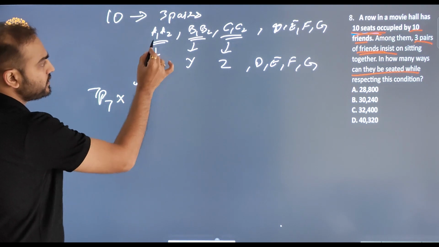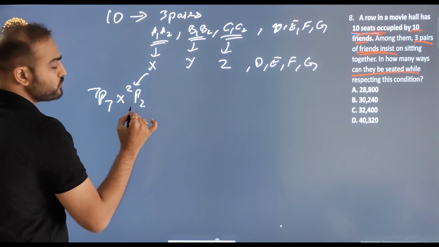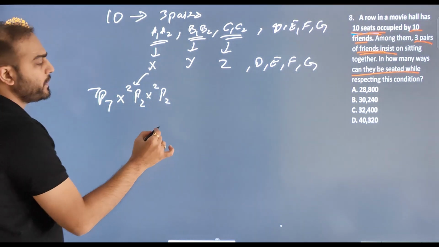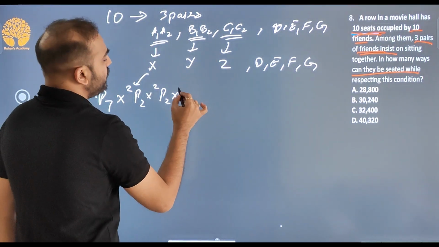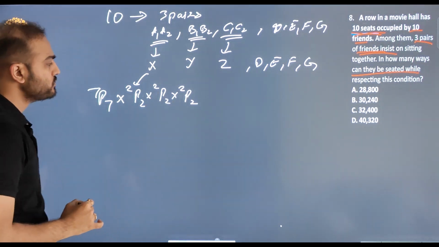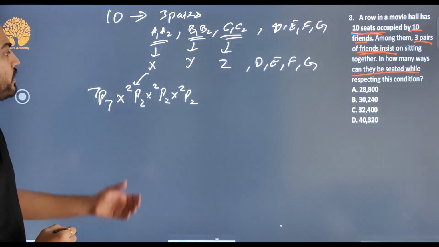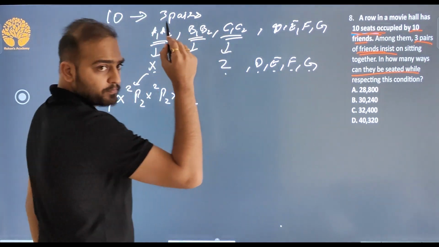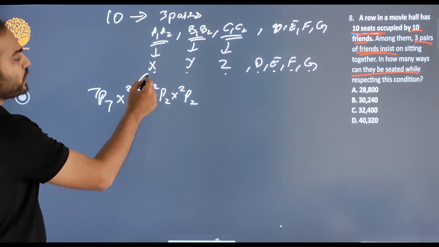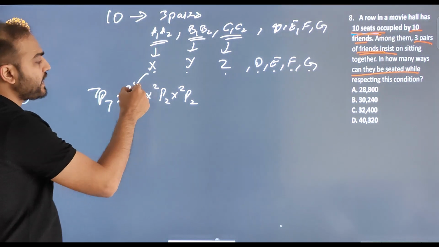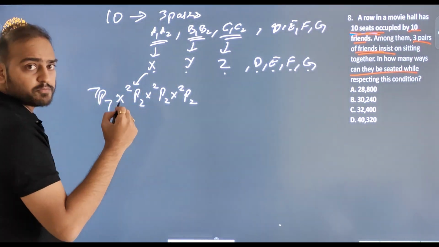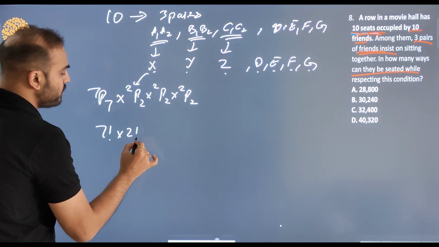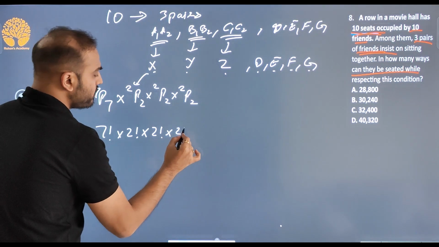Now within this X, there are 2 people, so that's 2P2. Within this Y, again there are 2 people, so 2P2. Within this Z, again there are 2 people, so 2P2 again, right? The 7 comes because of 1, 2, 3, 4, 5, 6, 7. 2P2 comes because of the internal arrangement that is happening in X, Y and Z respectively. Alright, so total ways, that's 7 factorial, 2 factorial, 2 factorial, 2 factorial.